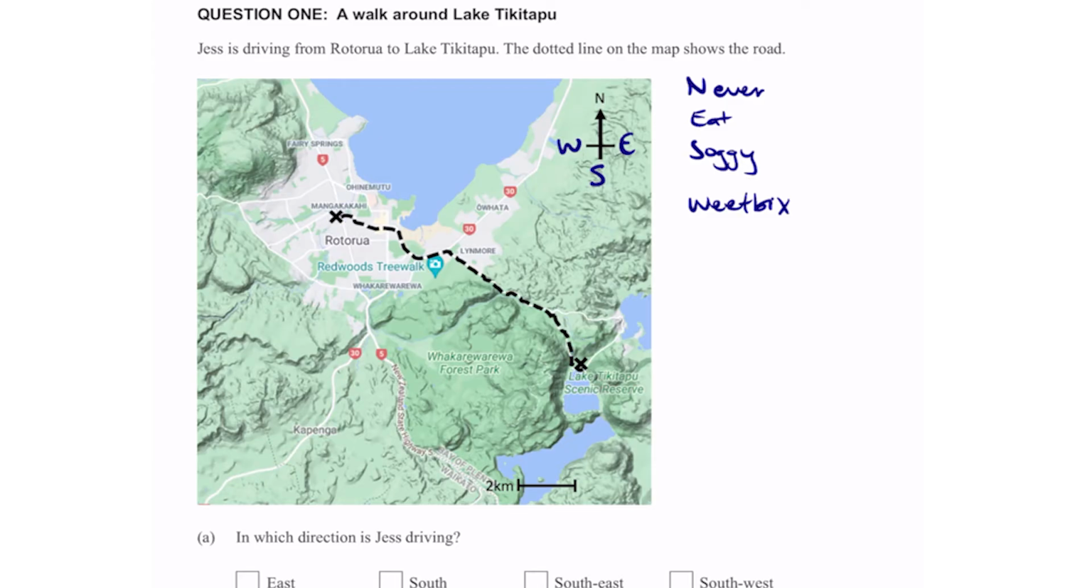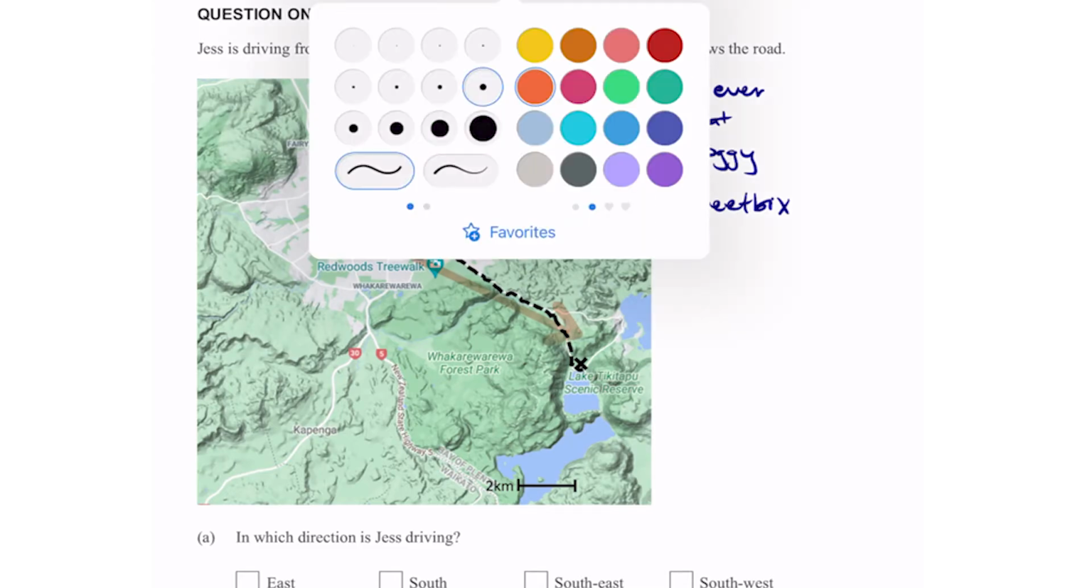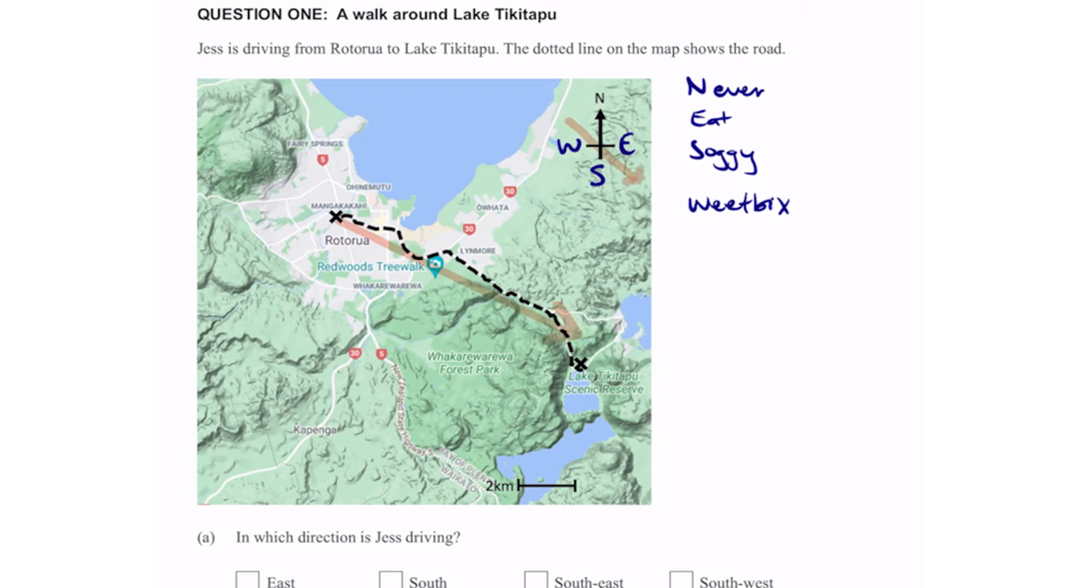The general direction she's traveling is in this diagonal line. So we're going to go up to our compass and redraw that line in the same direction, sort of like this. Now we need to know what direction this arrow is pointing. Remember I've drawn the arrowhead this way because that's her ending destination. So which direction is the arrow pointing?